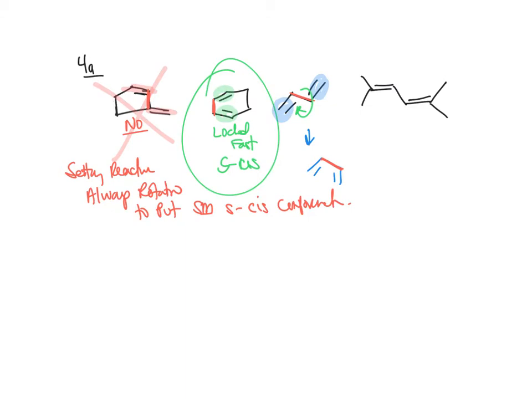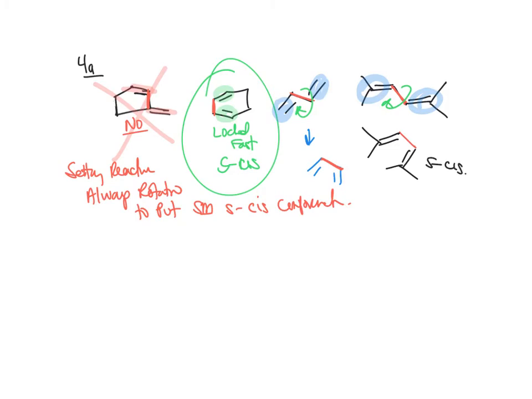Here, this one's not going to be able to do Diels-Alder because there's your sigma bond, and then here you have your diene, but it can rotate, and then when it rotates you have the S cis that you need.